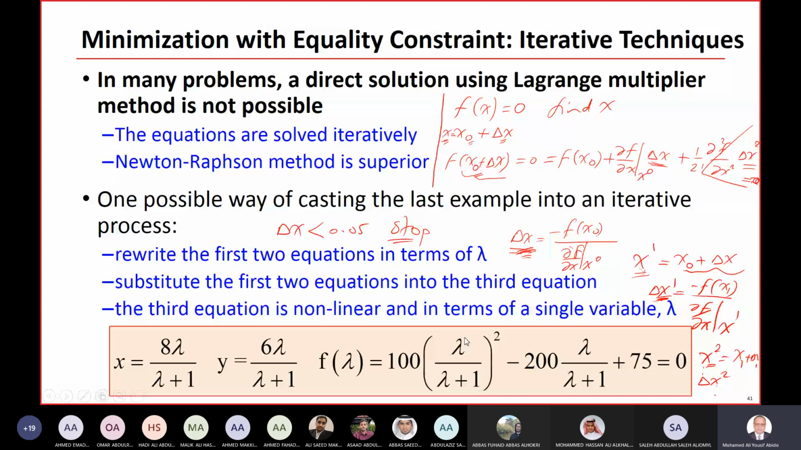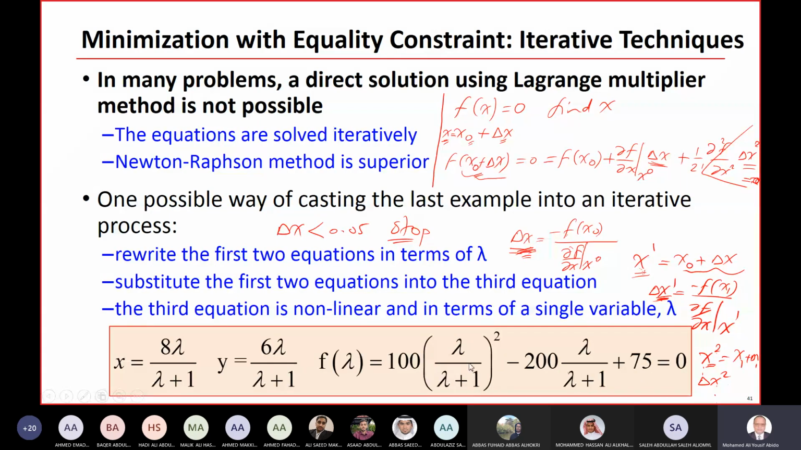So this is one possible way of casting the last example into an iterative process. We rewrite the first two equations in terms of lambda, and you end up with f of lambda equal to this. We need to find lambda such that it equals 0. So we can iteratively solve this nonlinear equation. We take the derivative, partial f over partial lambda, and start with an initial value of lambda. Let us say lambda equal to 2.